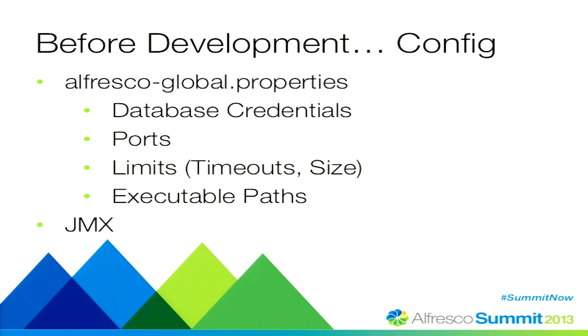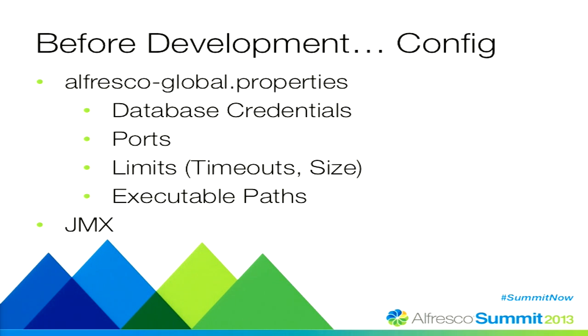So before we actually start our development, we're probably going to have some needs around configuration of a system. We need to stand something up that we can play with. And that's done through these global properties that are applicable across the repository. That includes things like database credentials, ports that certain services will listen on or try to contact others, limits around things like content transformers, and those limits include timeouts or size-based limits, the paths to binary executables for things like content transformations or sometimes metadata extraction.